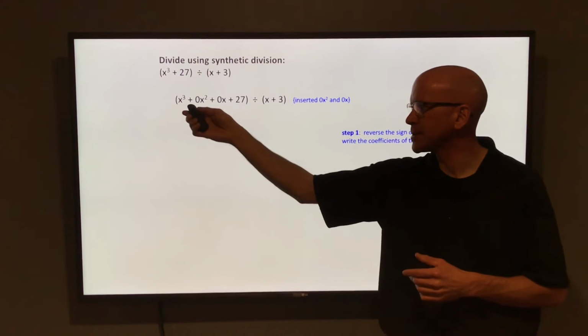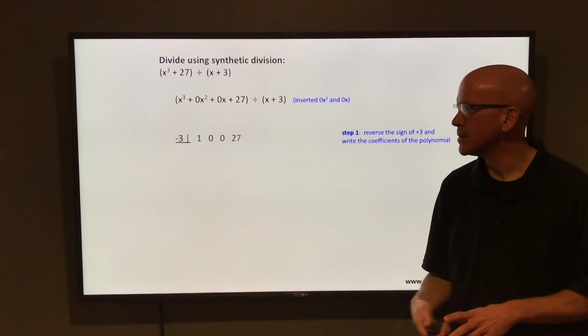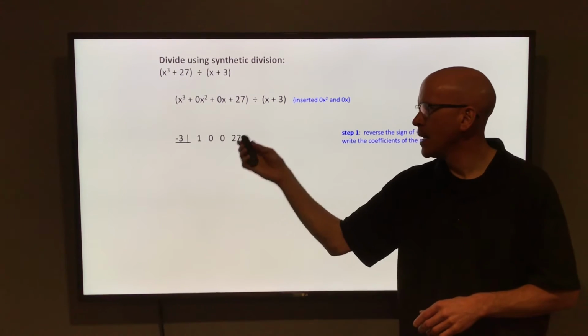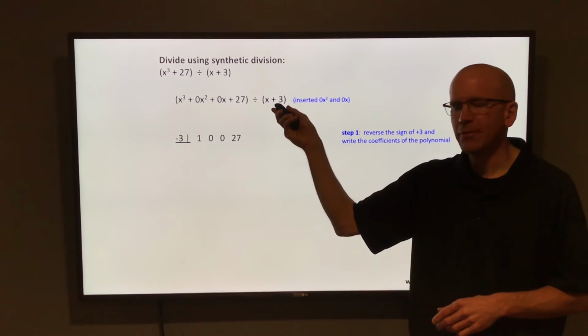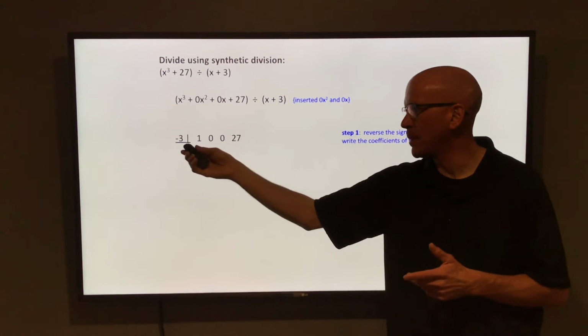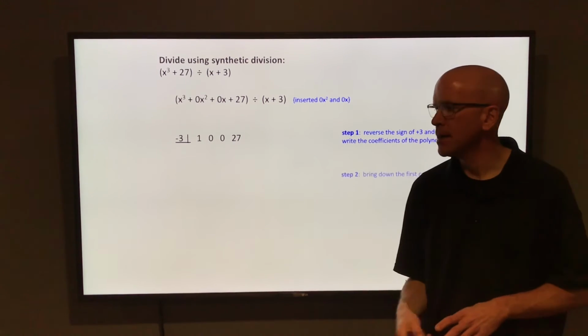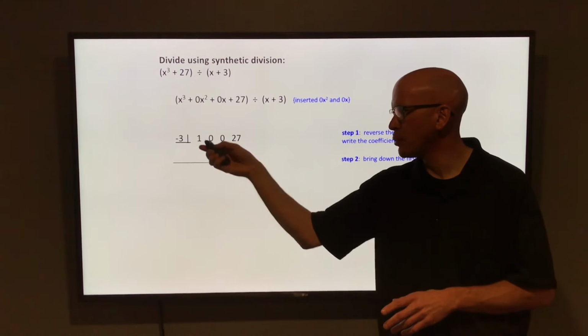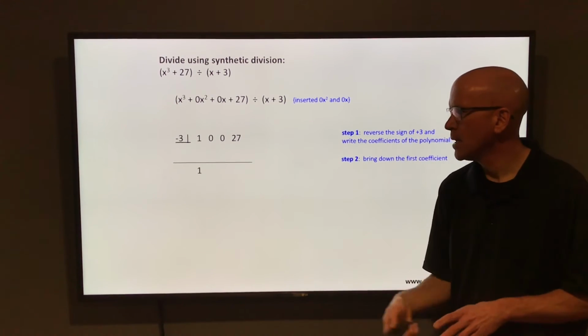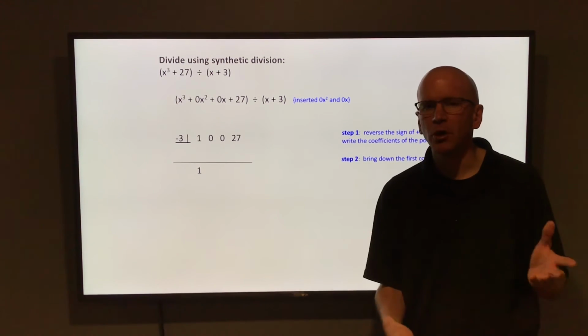List the coefficients, 1, 0, 0, and 27. Go to the divisor. That 3, change the sign. Make that a -3, and that goes in the box. Make the horizontal line, and then bring down that first coefficient. So when you bring down that 1, then you're just multiplying and adding.